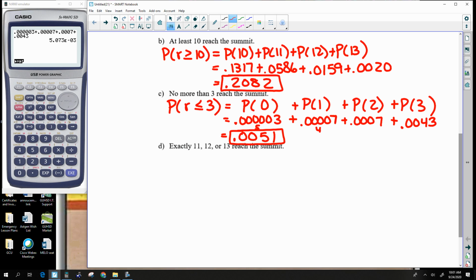All right, exactly 11, 12, or 13. So 11, 12, 13. Because it's the word or, that means add.